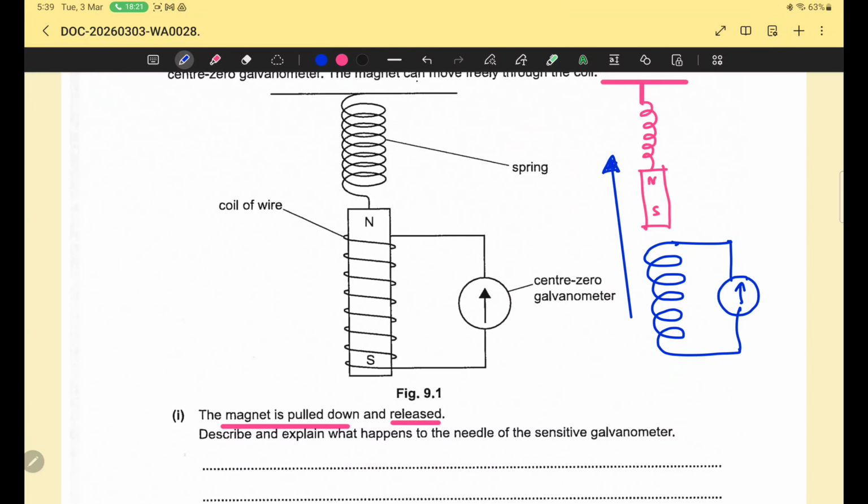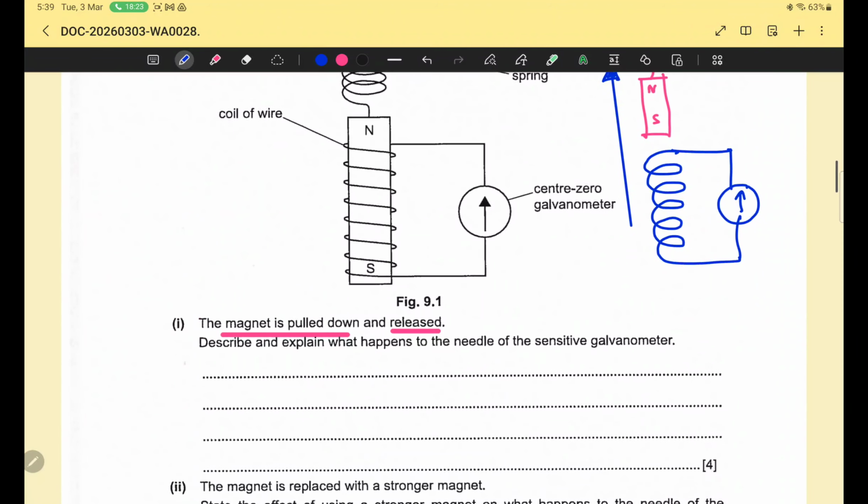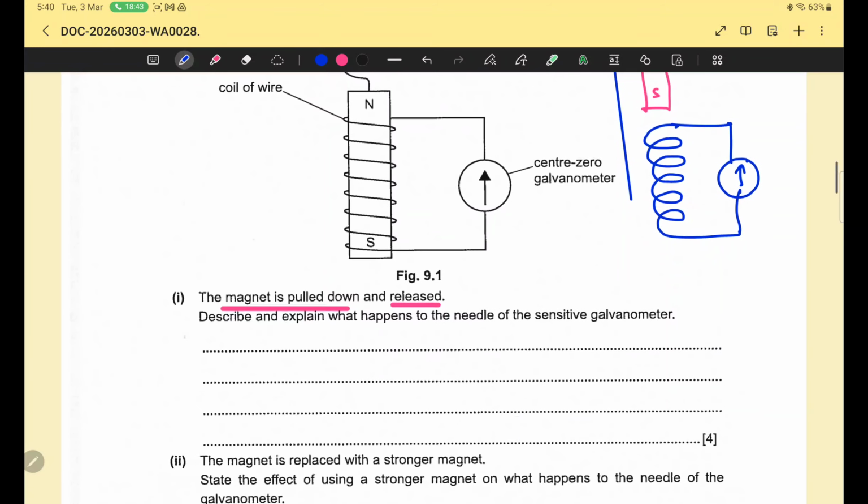And as it moves upward, sir, there is a change of magnetic flux. Initially there is a magnetic flux, but when the magnet is moving upward, then there is a change of magnetic flux. There is a decrease in magnetic flux. And this decrease of magnetic flux will produce induced current. So the galvanometer shows deflection.